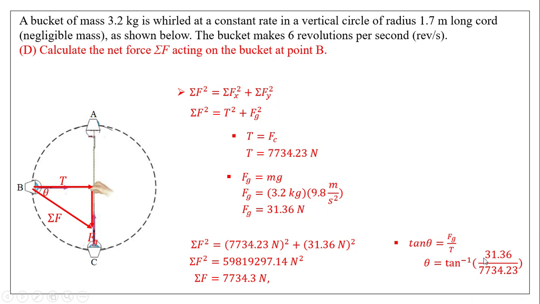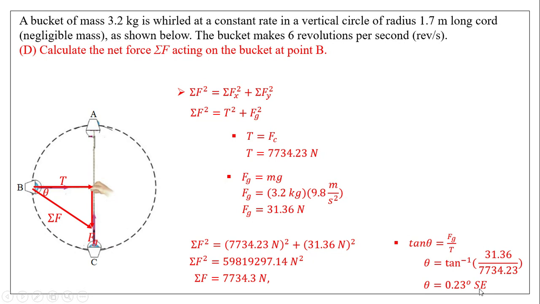Well, what's F of g? F of g we calculated already here. It's 31.36. Well, what the heck is T? T is 7,734.23, which is right here for you. Right? It's the centripetal force at location B, which is perfectly to the left in the midpoint. All right, once you do that on your calculator, you should get a really small angle of 0.23 degrees, which makes sense because 31 over 7,734, it's a pretty dang small number. So the angle is going to be super small.